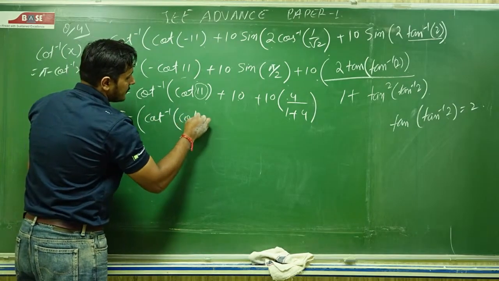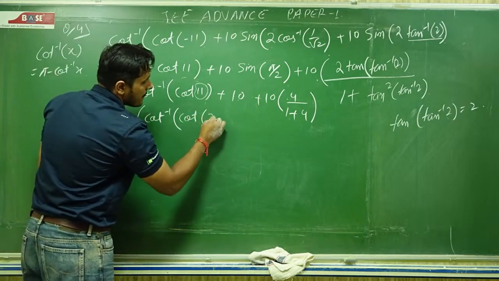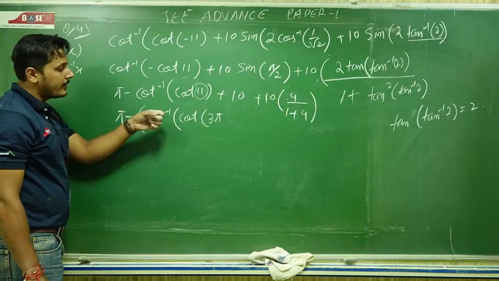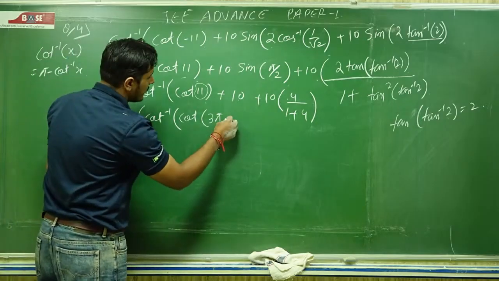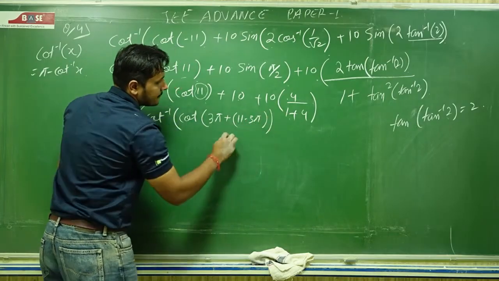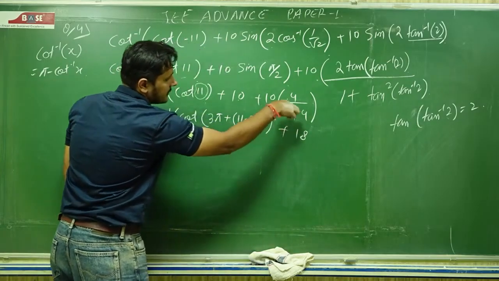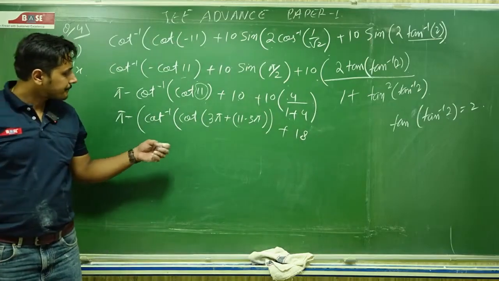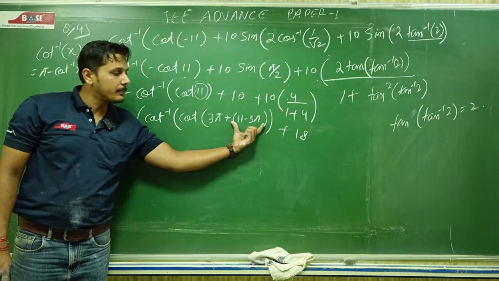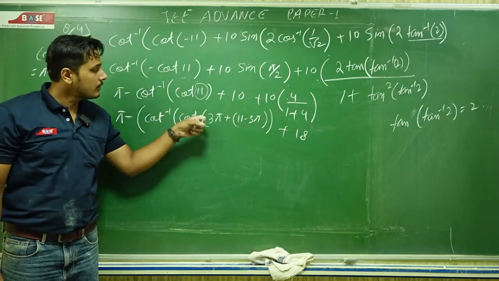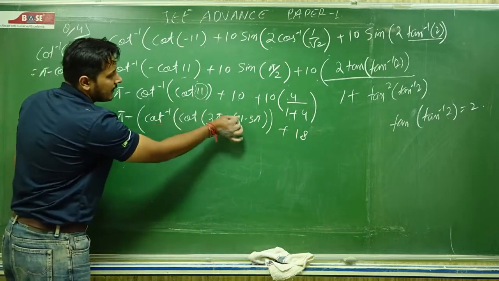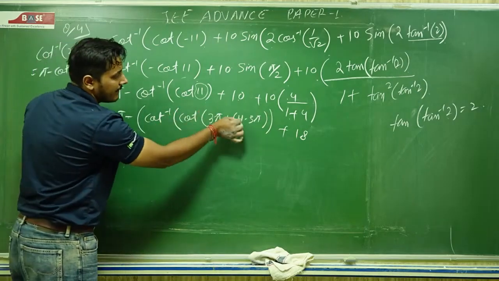So I can write this as cot of 3 pi plus 11 minus 3 pi, plus 18. Why am I using 3 pi? Because this is the period of cot, so it will not change. Now see here, cot of 3 pi plus this angle is going to be the same thing, yes or no? See, this got cancelled, okay? So still I have written only 11, because 3 pi will get cancelled.